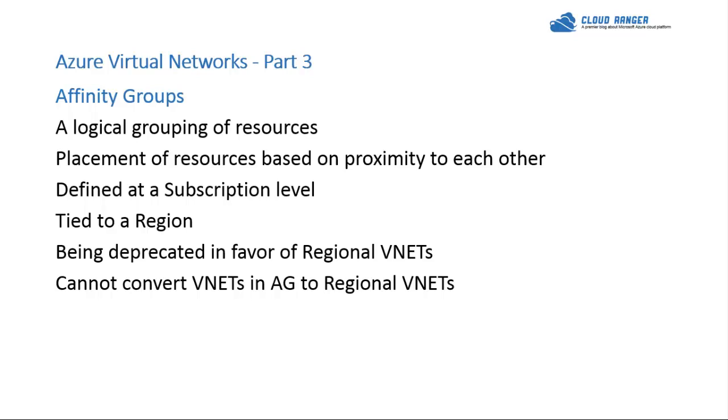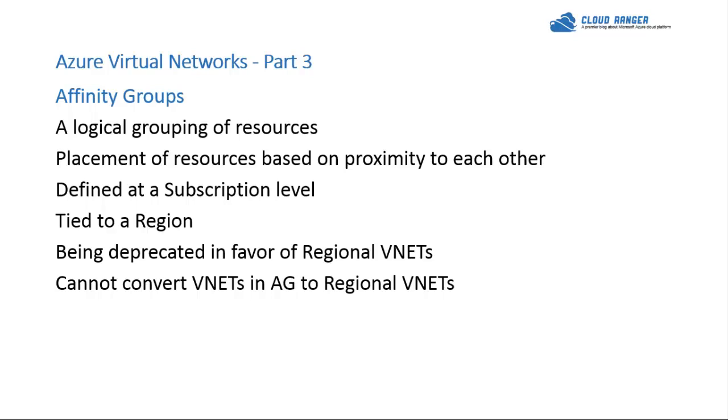But as you can see, when we created the virtual network, there was no place where we went and selected any affinity group or even created one. So this brings another concern. Some of you may have already created virtual networks when it was required to be part of an affinity group. And a lot of these people might think, hey, now that regional virtual networks are there, can we convert these virtual networks to a regional virtual network?